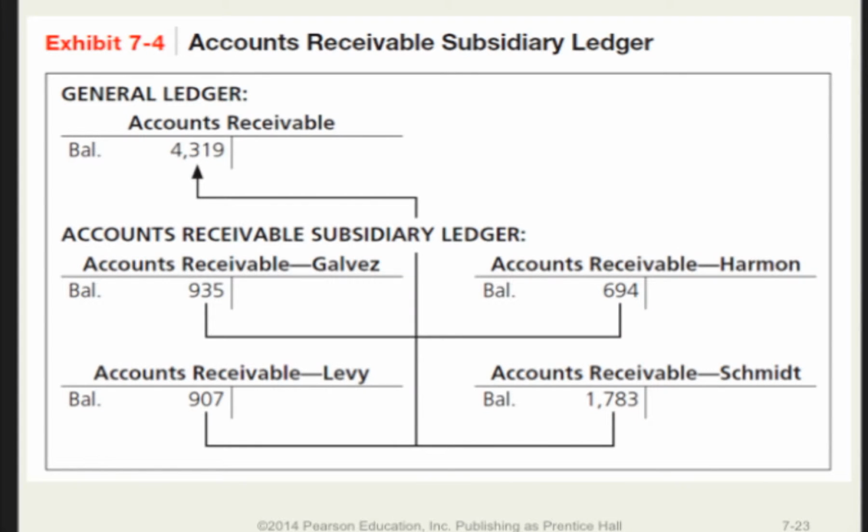Here we can see that the individual subsidiary amounts owed to the company by Galvez, Harmon, Levy, and Schmidt total up to the accounts receivable main account, also referred to as the control account.